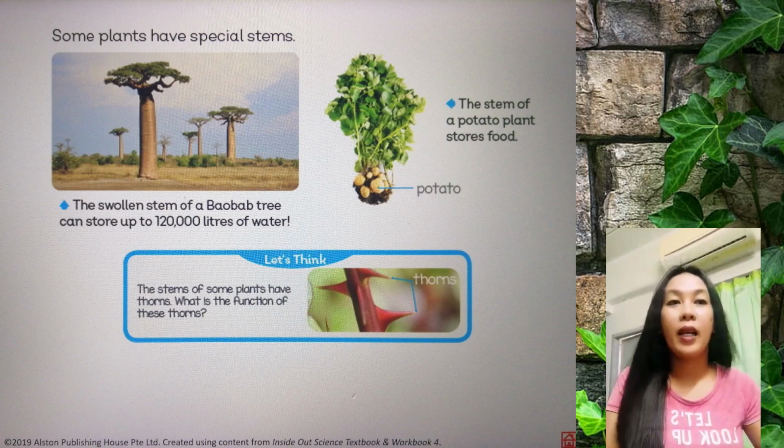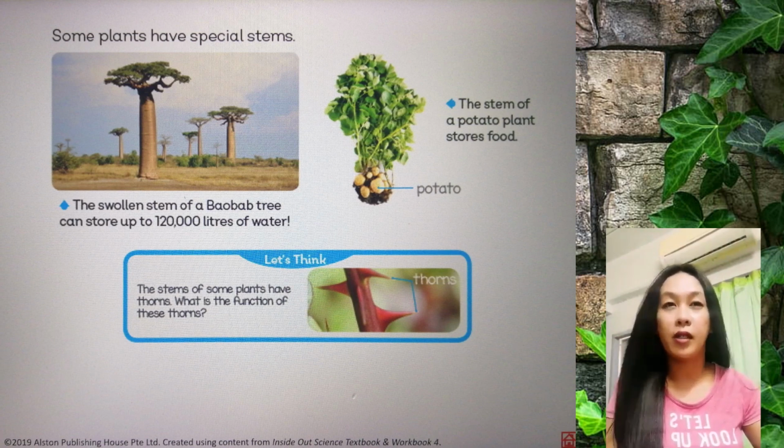So, some plants have special stems. Okay, so for example, the swollen stem of a baobab tree can store up to 120,000 liters of water. This is a very special stem because it allows it to store so much water. The stem of a potato plant stores food. So, instead of storing it in the leaf, the potato plant stores its food in the stem.